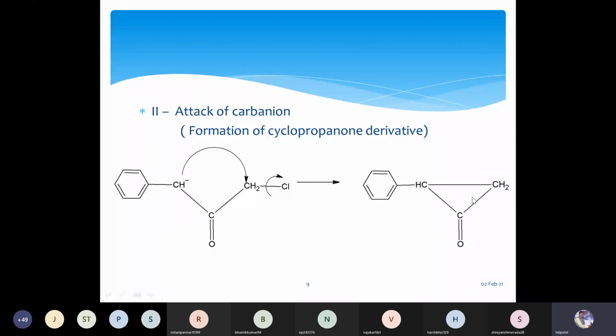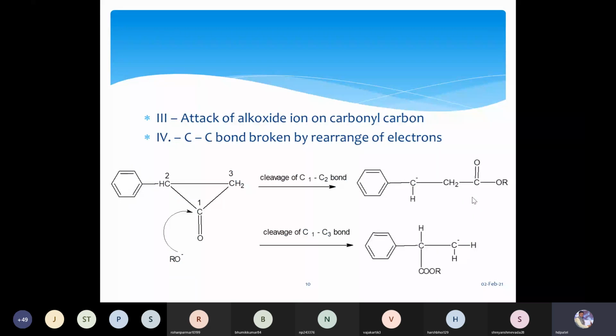Now from this derivative, which product will be formed? That also involves the importance of your reagent, that is RO minus. Here RO minus is attacking on carbonyl carbon. So what happened first? The carbonyl carbon will pull electron, and when the carbonyl carbon pulls electron, then what happened?